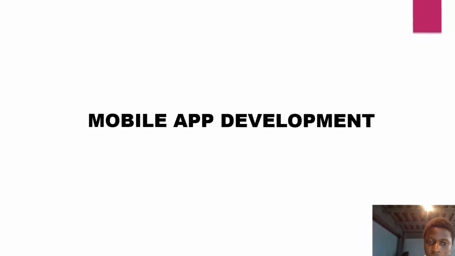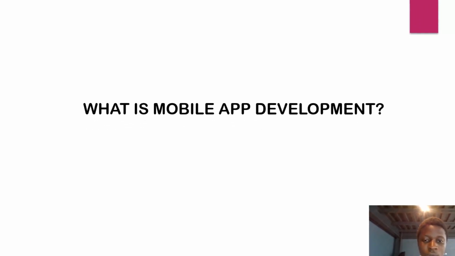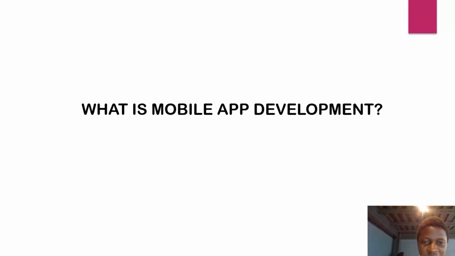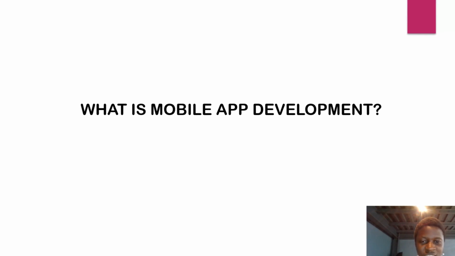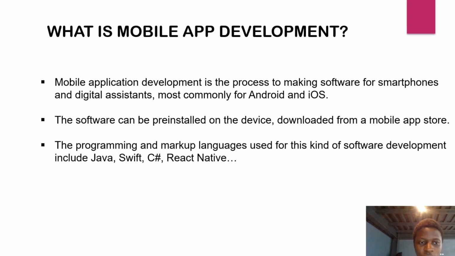So my next slide says, what is mobile development? If this had been a physical class, I would have asked some students to stand up and tell me what mobile development means. But understand that this is a virtual class. So what's mobile development? We have three explanations here. Mobile development is the process of making software for smartphones and digital assistants, most commonly for Android and iOS.